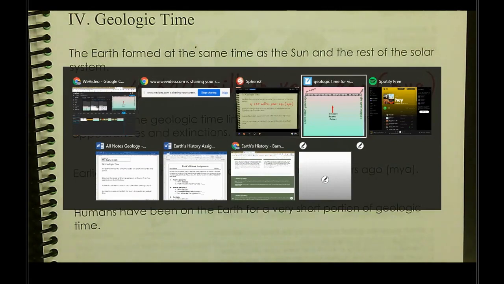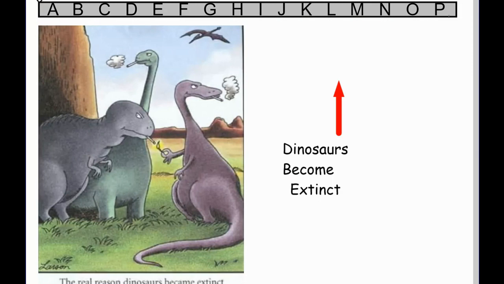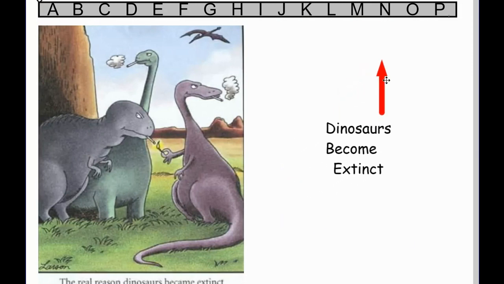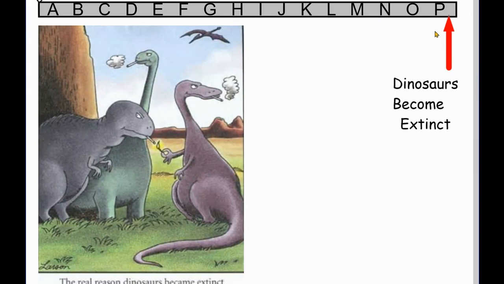What letter did you put that next to? This is where it should be. So if we take a look at where the dinosaurs became extinct, it's right here. It's not at the letter P, it's actually beyond the letter P. It is much closer to right now than to the beginning of the Earth.